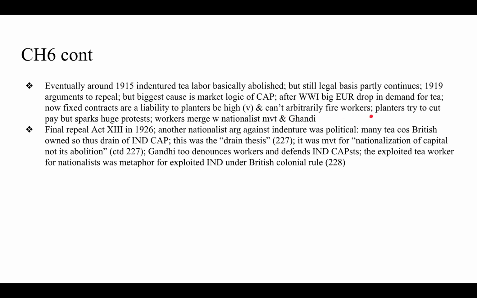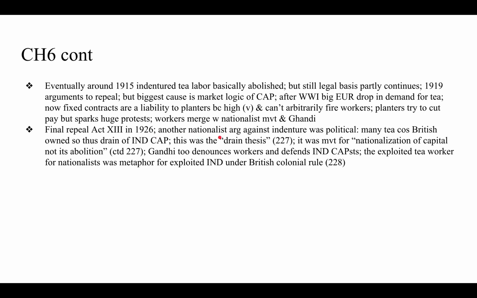So this is quite ironic, basically. This is the biggest reason then for the abolishment of the penal contract laws and indentured servitude, right? When there's a high demand for tea, they were very beneficial because they prevented workers from quitting, from leaving. But after demand for tea drops off, now they have to hire all these workers because the contract works both ways. So that's quite ironic. And planters tried to deal with this by cutting pay, but it sparked huge protests, and then the workers merged with the national movement led by Mahatma Gandhi. There's a final act to repeal the penal labor contracts in 1926.